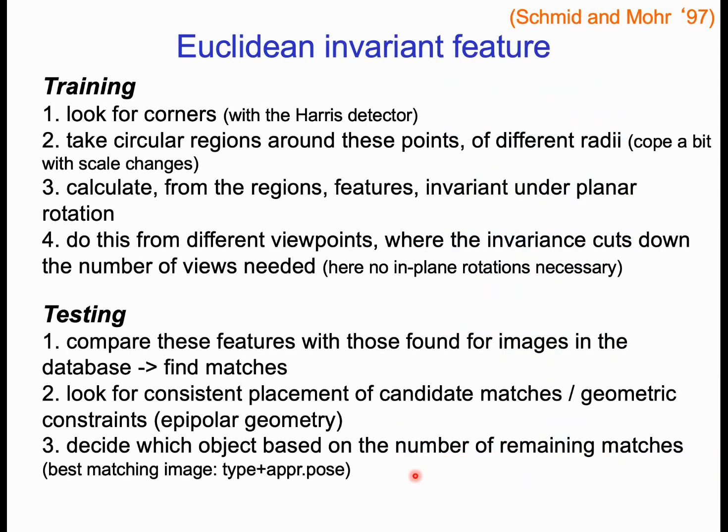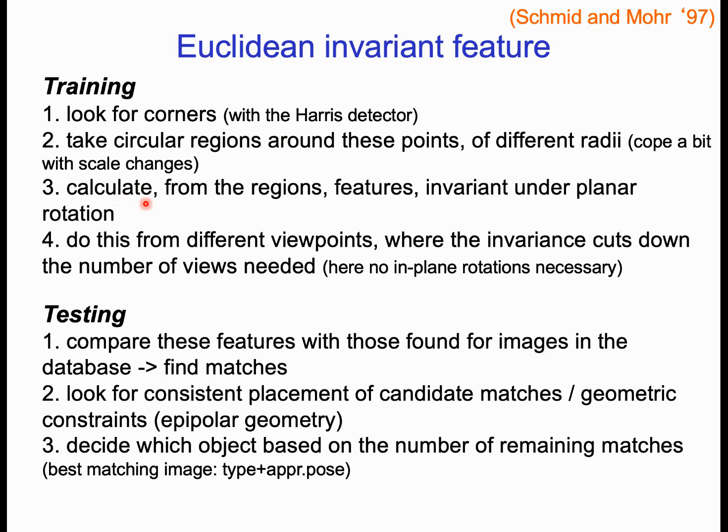More technically, the example that we looked at was from Schmid and Mohr from 1997 on Euclidean invariant features. The algorithm has two parts. One of them is training, where we create the database, and the second is the testing. In the training part, the first point is to identify the points of interest. In the work of Schmid and Mohr, the simplest interest points are used, which are the corners that are detected with the Harris corner detector. Around each interest point, circular regions are taken of different radii to cope a little bit with scale changes, to have some robustness to scale differences.